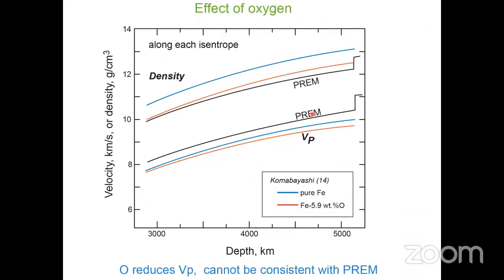Previously, we did the same discussion for the iron-oxygen system. Blue is pure iron and red is the 6 weight % oxygen-bearing system. The density is reduced, but the P-wave velocity is reduced as well. This is not nice, because that has to be increased. So the iron-oxygen binary system is also rejected.